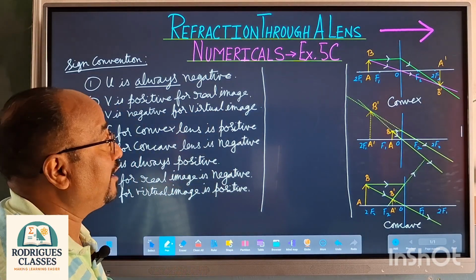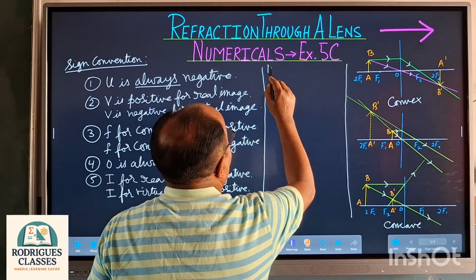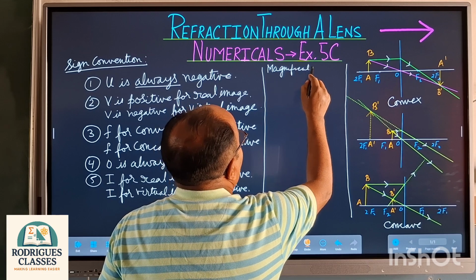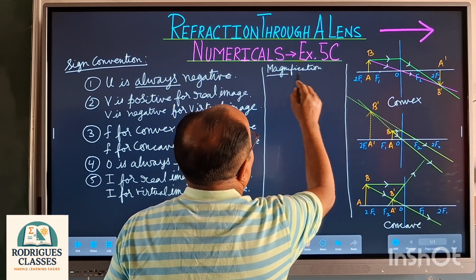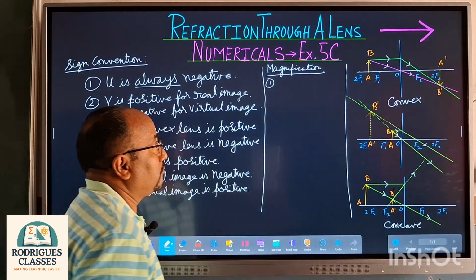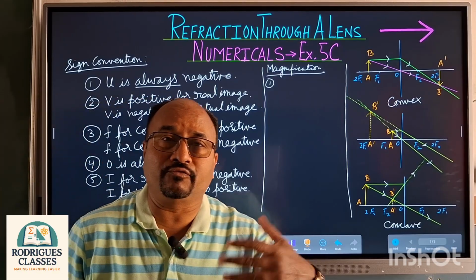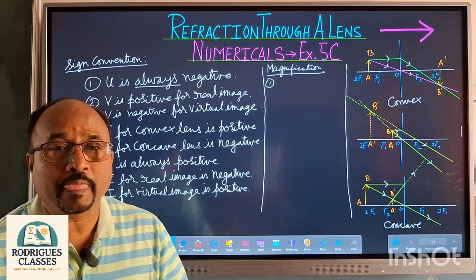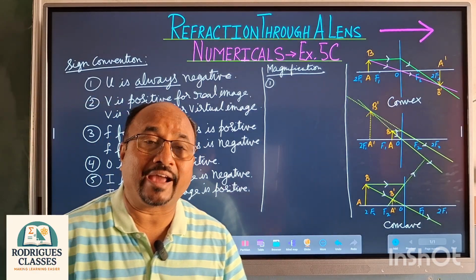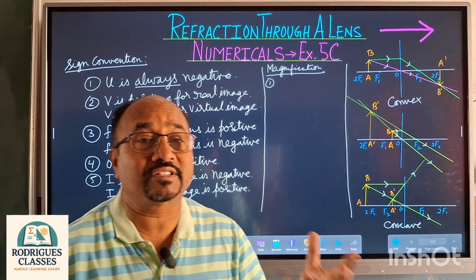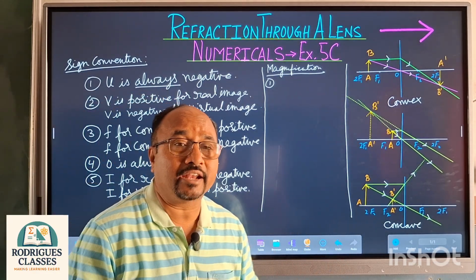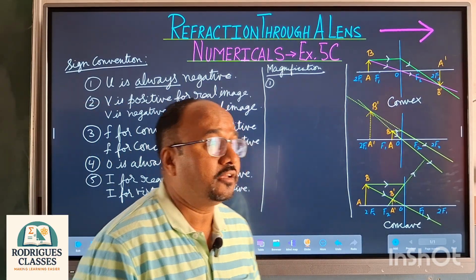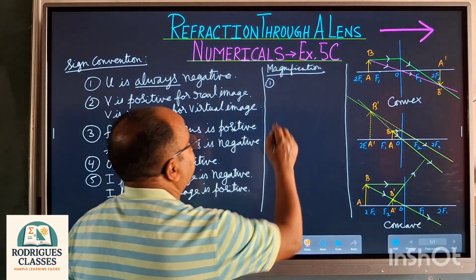Now we will be calculating, so I am just writing here magnification. This will be specifically about magnification. Okay, so we can get the magnification, the formula which I had told, either by V by U or by I by O. So magnification will have a magnitude as well as a sign. Magnitude and sign will decide the nature of the image.